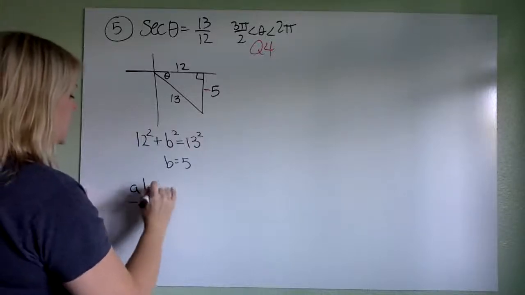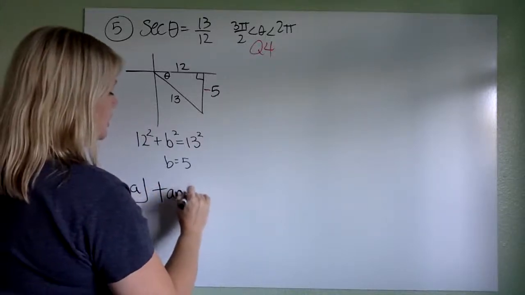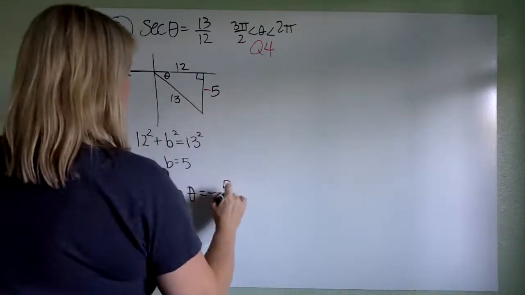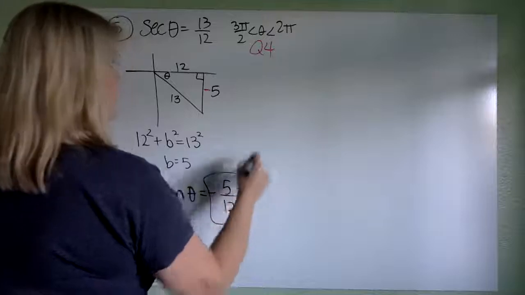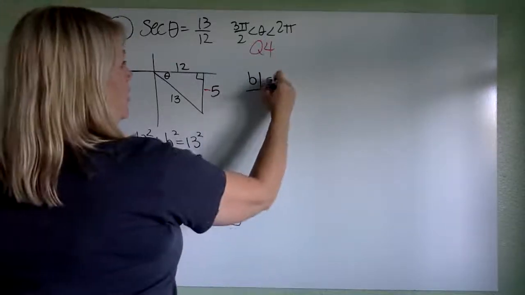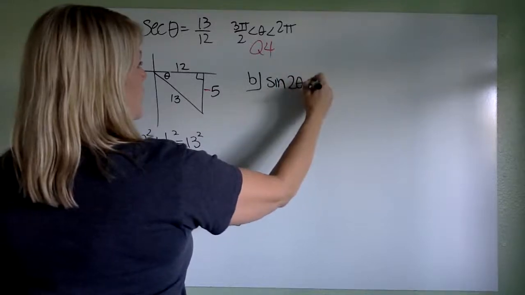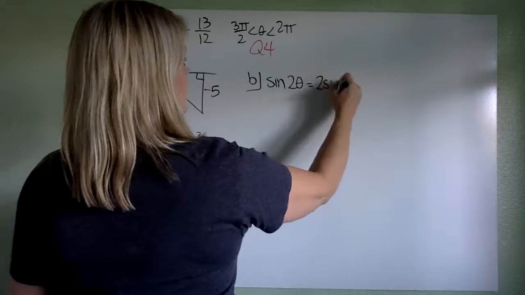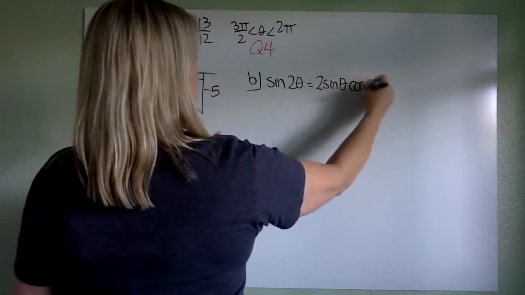So part A is asking us for the tangent of the angle. And so the tangent of the angle is opposite over adjacent, or negative 5/12. Part B is asking us for the sine of 2 theta. And the double angle formula for sine is 2 sine theta cosine theta.